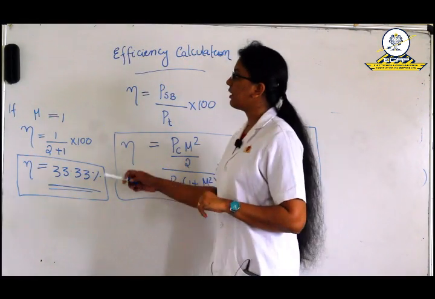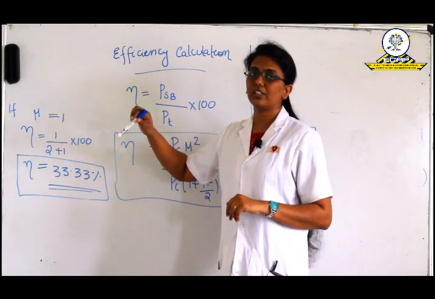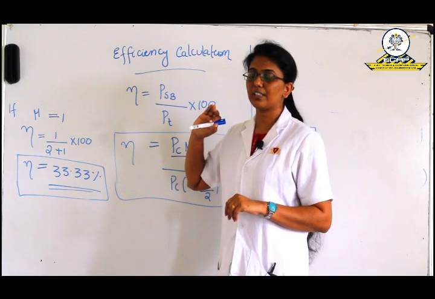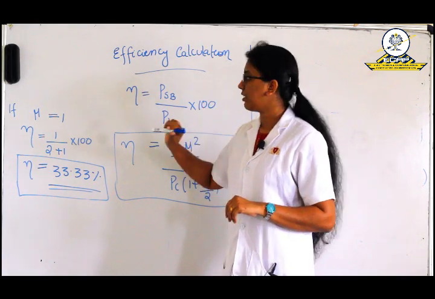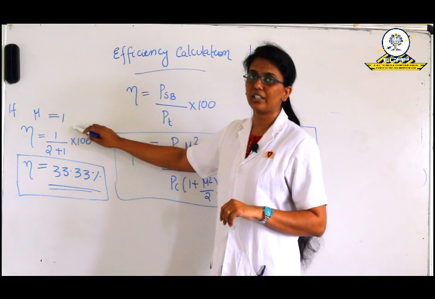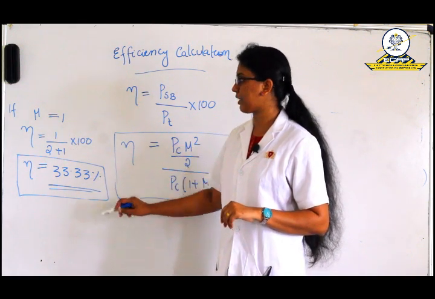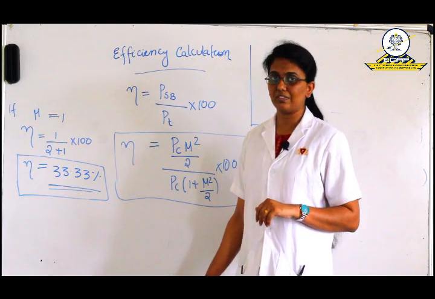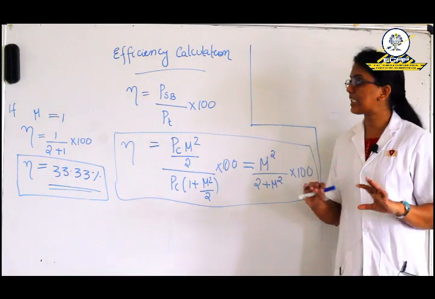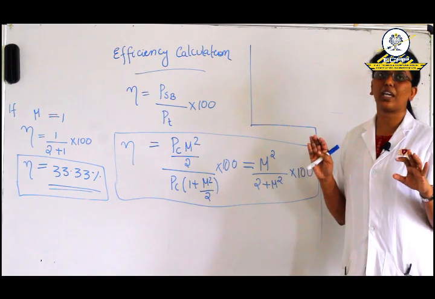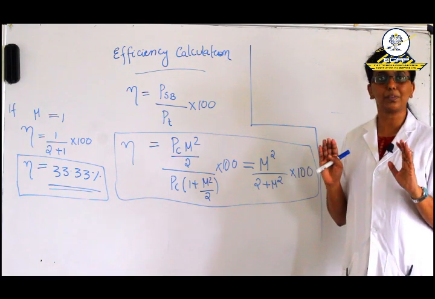If we consider that mu is equal to 1, that is, the value of mu ranges from 0 to 1. So let's consider mu is equal to 1, that is the maximum value of mu. Then the efficiency is approximately equal to 33.33%. That means the maximum efficiency provided by the AM signal is only 33.3%.